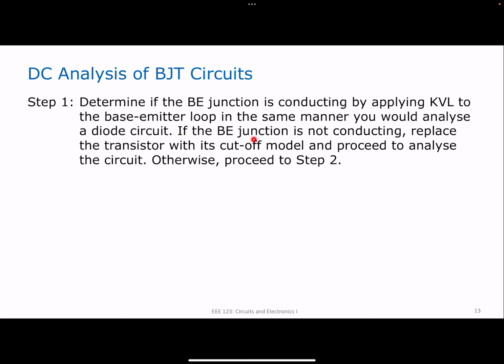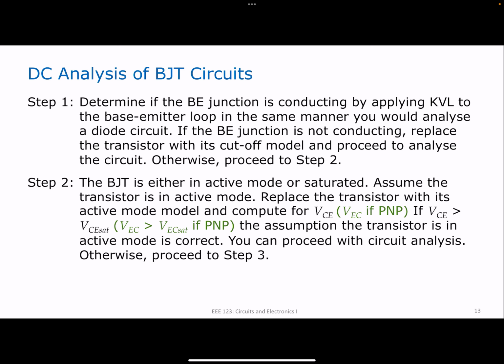However, if the base emitter junction is conducting, then you have to go to step 2. In step 2, your base emitter junction is conducting. We're either in active mode or saturated. Usually, we assume that it is in active mode, and we replace the transistor with its active mode model. Now, after replacing the transistor with the active mode model, we compute for VCE. If it's a PNP, we compute for VEC. If VCE is greater than VCE SAT, then the assumption that the transistor is in active mode is correct, and you can proceed with the circuit analysis using this active mode model.